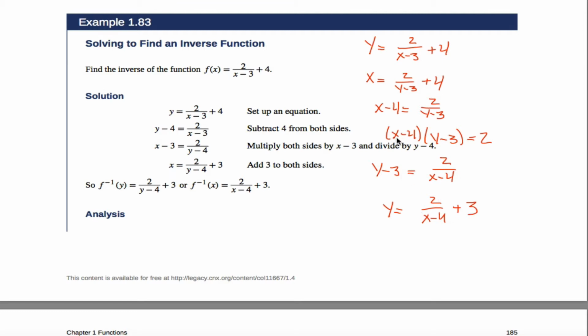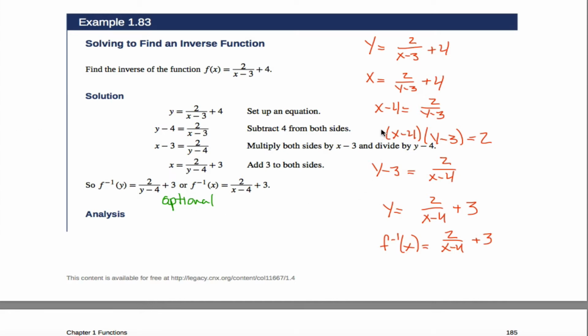Had I been in the situation where there was a y over here and a y over here, I would have had to FOIL this back out and then collect all the terms that have y's in them. So I'm going to show that as optional. For this specific problem, it'd be a lot more work, but I feel like it's a good skill to have for a different problem where the algebra doesn't work out quite as nicely. But actually, before I go moving on, let me finish up this problem. I should put it in function notation, so f inverse of x is 2 divided by x minus 4 plus 3, something like that.